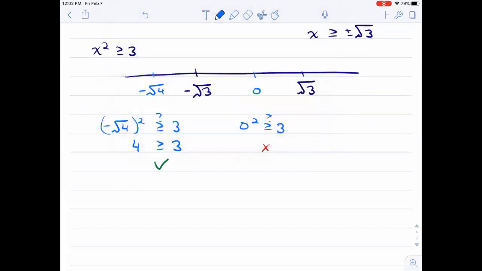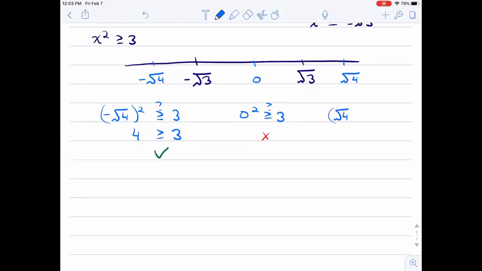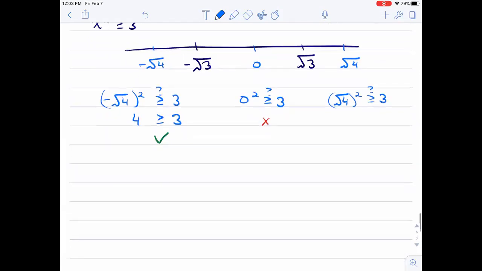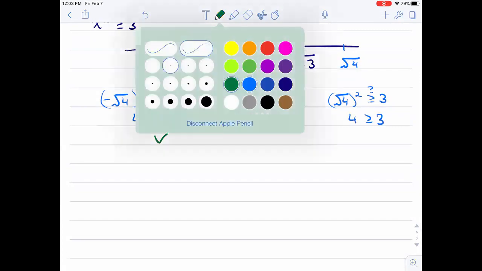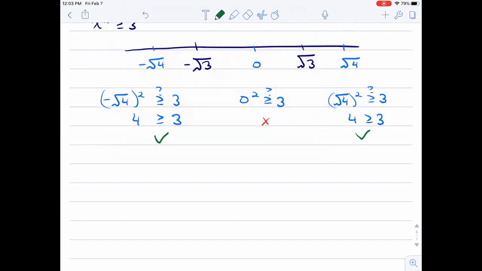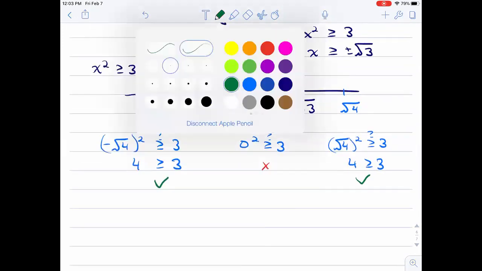And then same idea here. I'm going to pick positive root 4. Okay, still works. Root 4. I just wanted to make sure that my roots were actually behaving the way I thought they did. Root 4 squared, is it greater than or equal to 3? 4 is greater than or equal to 3. The tricky part is because we've got that square in there.